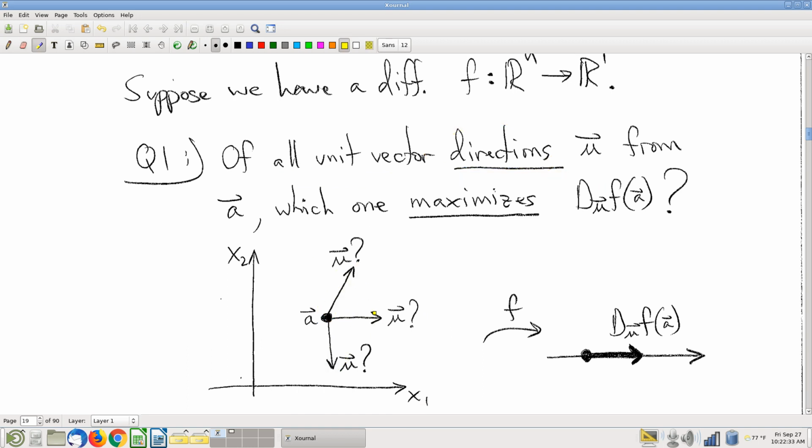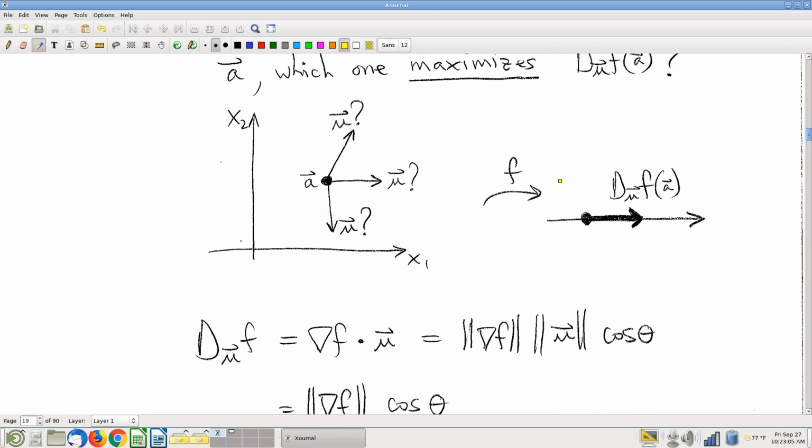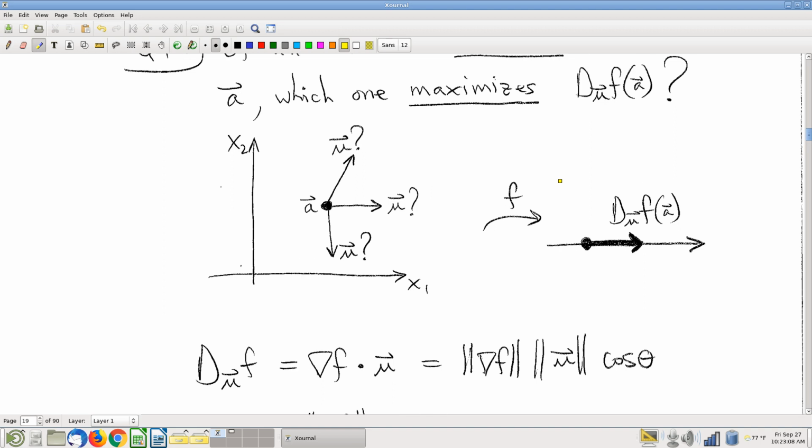A pretty darn reasonable thing to want to understand, right? Very often we have functions and we want to make them bigger. Profit, efficiency, whatever it is that we're studying, sometimes we want more of it, right? So maximizing: how should I be changing the input to my function to make the thing that I'm trying to maximize improve as fast as possible? Very reasonable thing to want to do. Okay, all right, so the resolution is pretty straightforward.